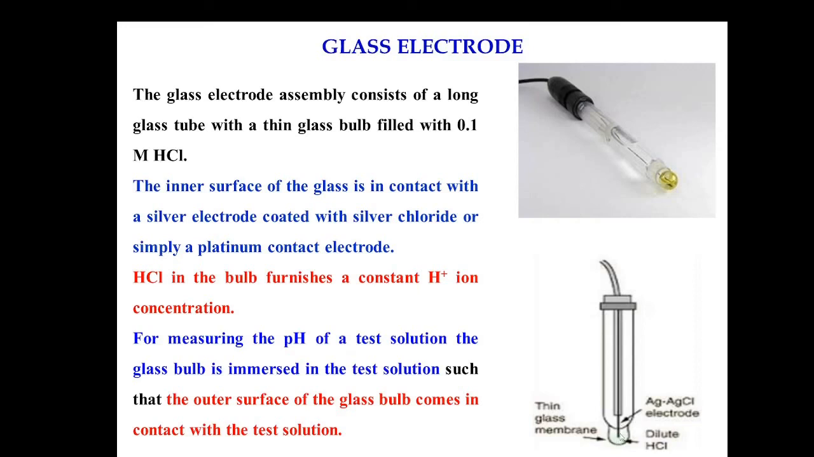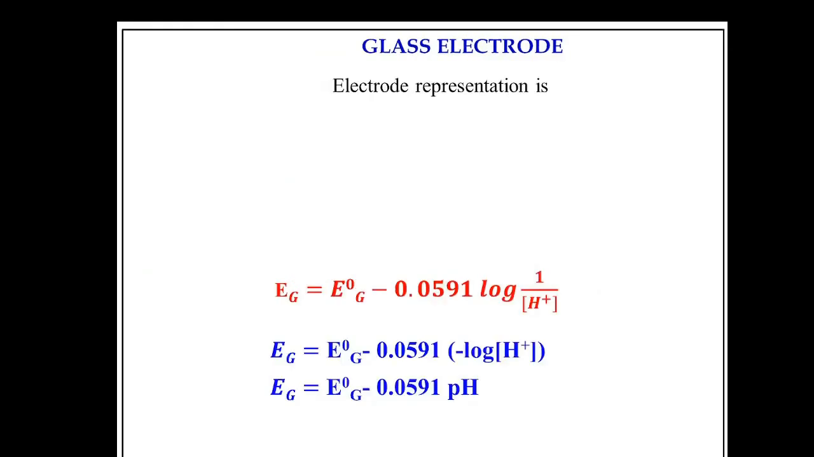Then, in order to measure the pH of a test solution, this glass electrode is immersed in the test solution, so that the outer surface of the glass bulb will be in contact with the test solution whose pH is to be determined.